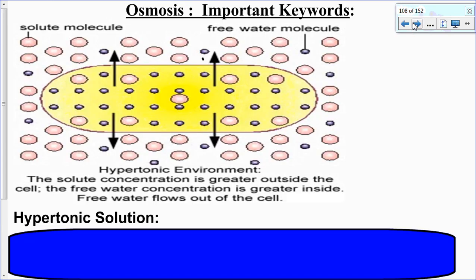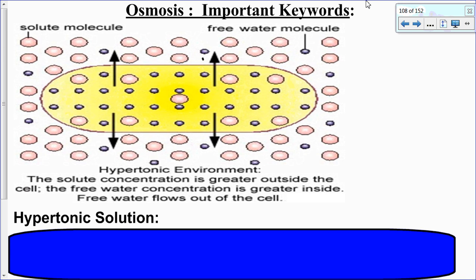Now, let's look at some situations that a cell might be placed in. We're going to call these the important keywords. Osmosis, we said, is the movement of water across a cell membrane. But there are a couple important terms that I'd like us to learn.